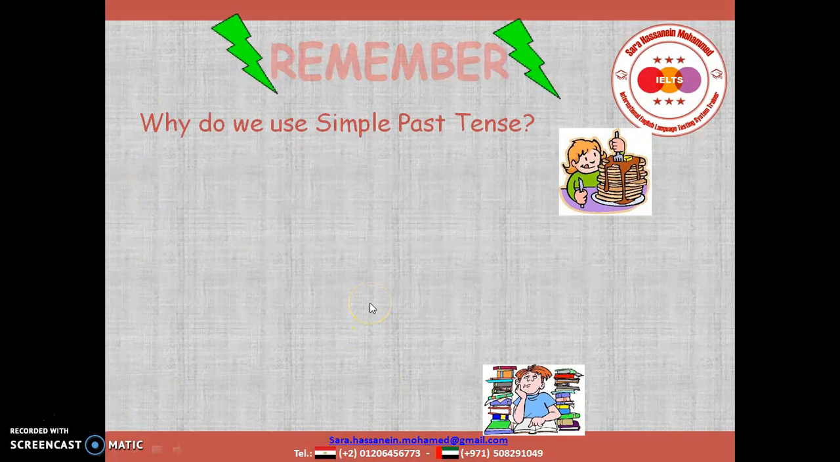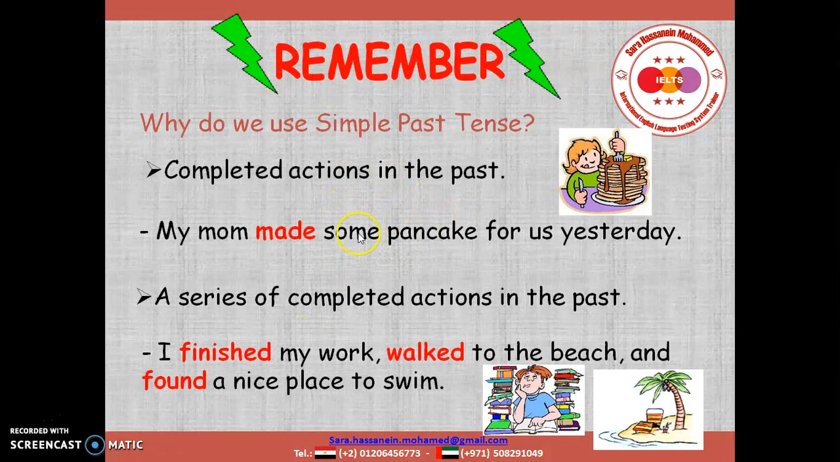Then remember that you have to know the uses of the simple past tense. We use the simple past tense when you need to express completed actions in the past. For example, my mom made some pancakes for us yesterday. Also, we use the simple past tense to tell about a series of completed actions in the past. For example, I finished my work, walked to the beach, and found a nice place to swim.